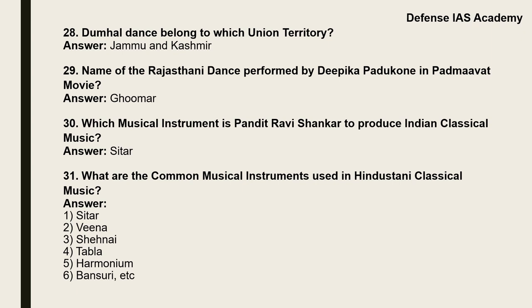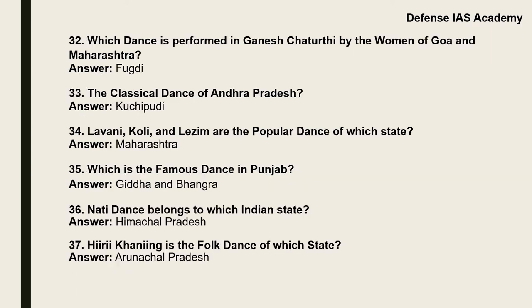What are the common musical instruments used in Hindustani classical music? You have six musical instruments: sitar, veena, shehnai, tabla, harmonium, basuri, etc. These are the six musical instruments used for Hindustani classical music. Next, which dance is performed in Ganesh Chaturthi by the women of Goa and Maharashtra? It is called Fugdi. Answer is Fugdi.